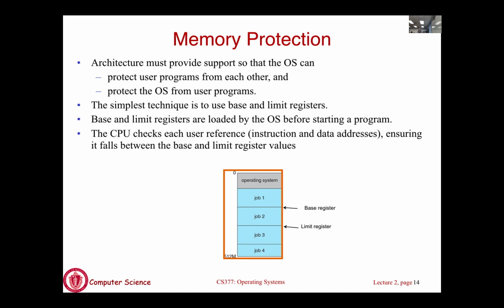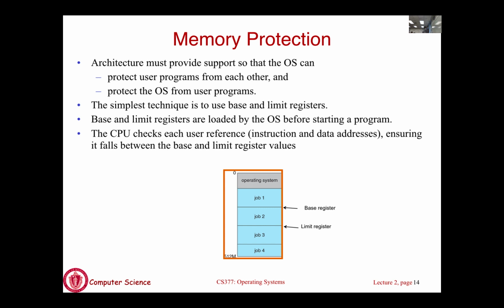Yes, question. We have to have two registers for each process, right? So how can we define the number of registers before we know how many processes we can have? Okay, the question is, you need two registers for a process.